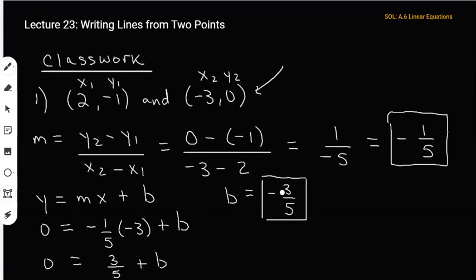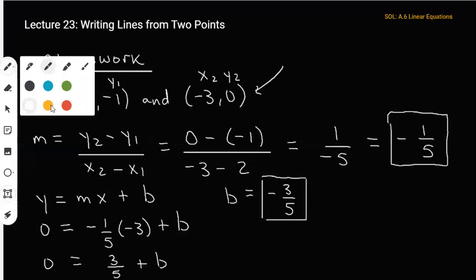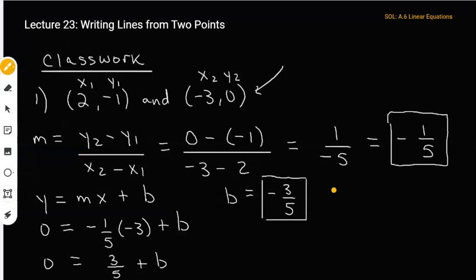So now that I know what b is and I know what m is, I can write out my answer as y equals mx plus b. The m is going to be -1/5, and the b is going to be -3/5.